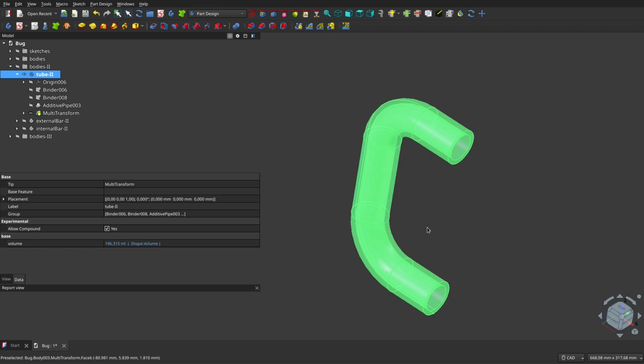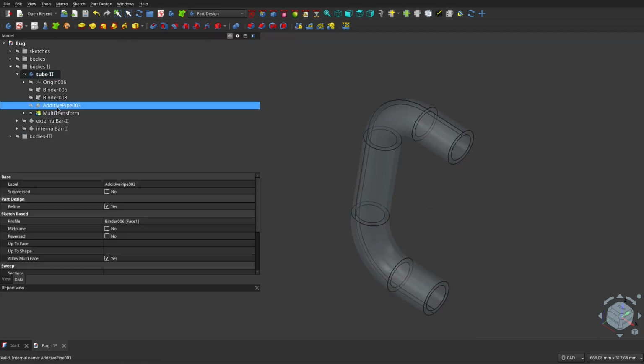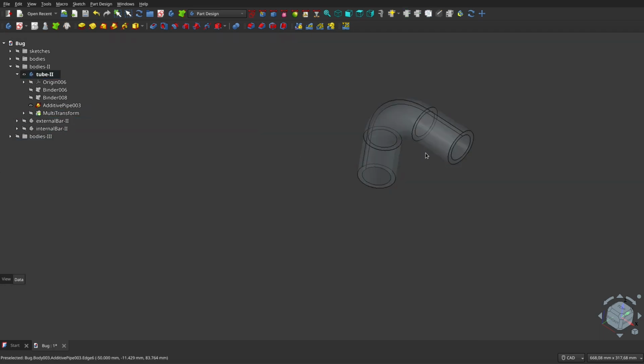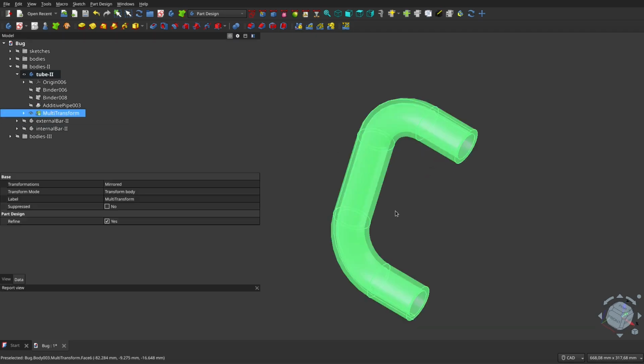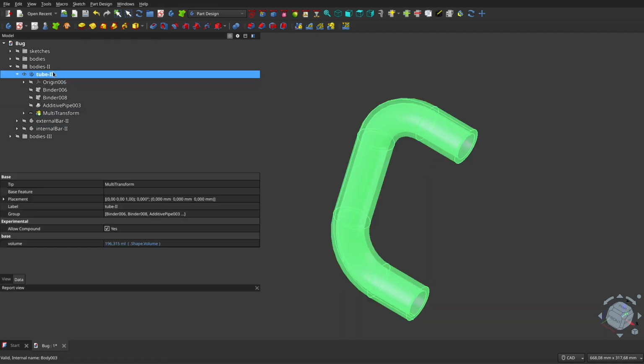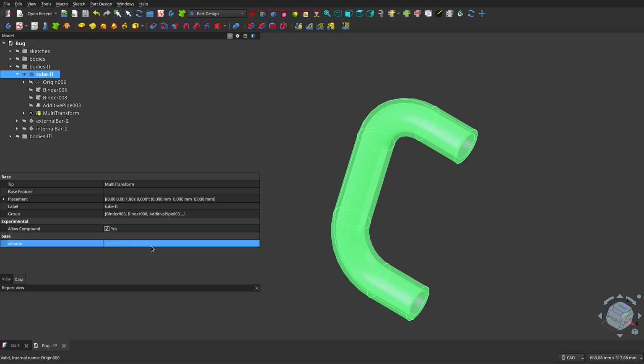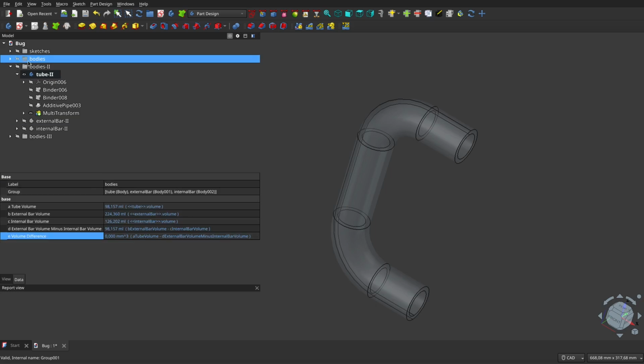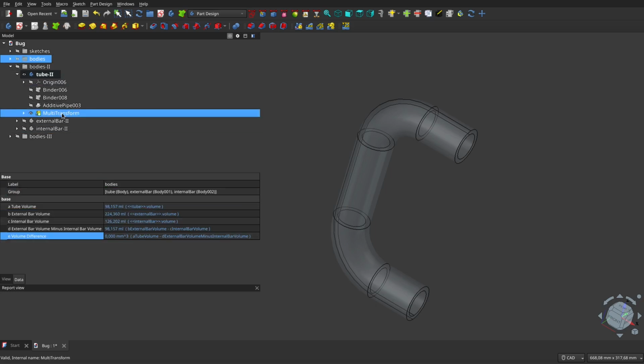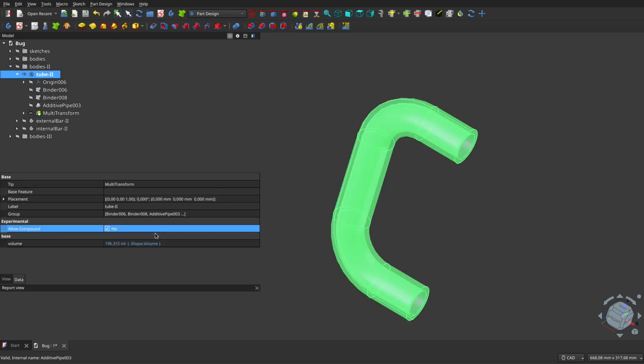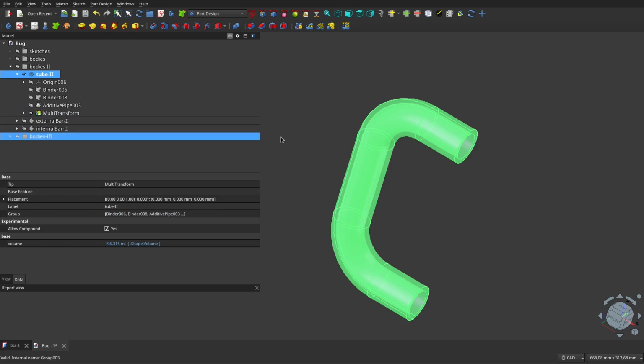Now let's move forward and apply a multi-transformation to this body, although in this case, it will only include a single transformation. Here we have tube 2. Look, it's right there. By performing a reflection, we obtain this new tube. Its volume is exactly double the previous one. We can check it over here and do the math. 98 plus 98 gives me exactly what I have here.